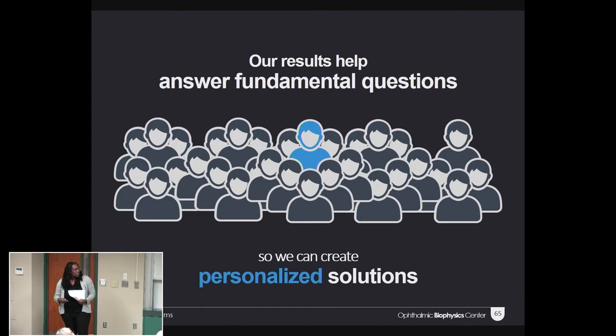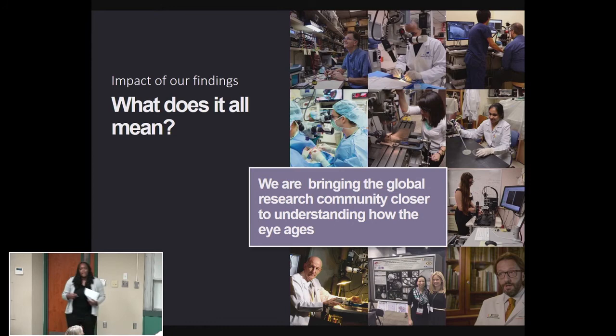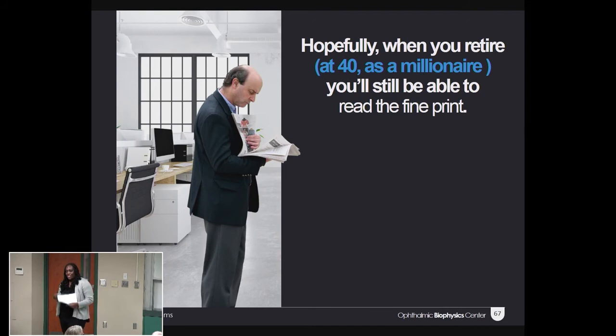So our exciting advancements in our research have allowed us to be the first people to be able to catch the lens in action, essentially. We can image the lens as you accommodate, and now we can also quantify it. It brings us one step closer to understanding why you no longer accommodate and how we can restore accommodation. So although today you'll never always be able to read the fine print, hopefully when you retire at 40 as a millionaire, you'll have the option to. Remember, that's what friends are for.